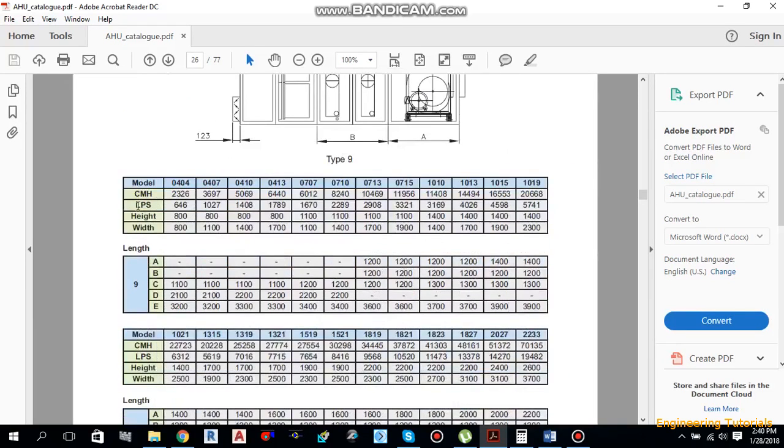As you can see, this is the liter per second, so you can convert this into CFM. This is our flow rate, this is the height of the machine, this is the width of the machine, and this is representing the length.